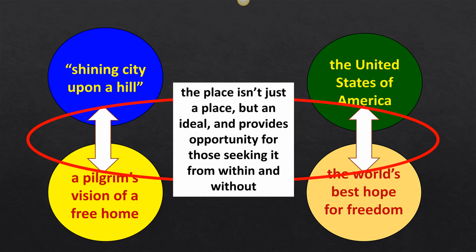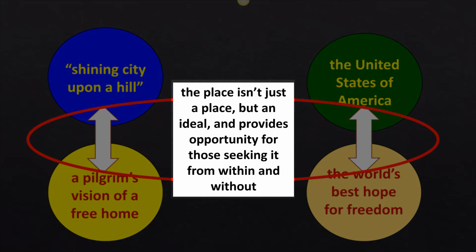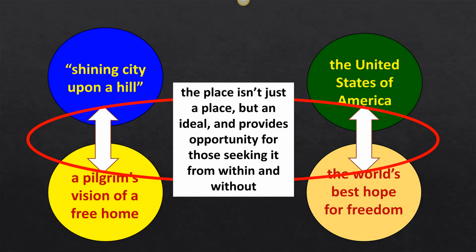And that relationship might get characterized like this, that the place isn't just a place, but it's an ideal. And that ideal provides opportunity for those who are seeking it. And that opportunity can be experienced by those who are within the city, or within the nation, and by those who are outside of the city or outside of the nation who are coming to it, looking for that freedom and looking for that opportunity. So that's the basis on which this analogic comparison operates.